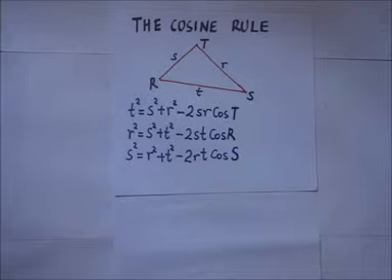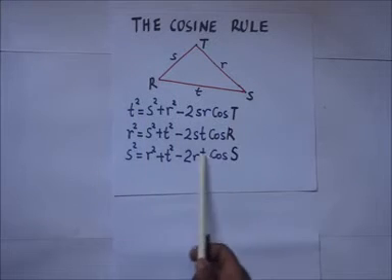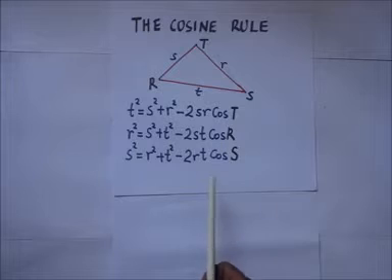The cosine rule. Just like the sine rule, the cosine rule is also used to find missing sides and angles in a triangle that is not right angled. Now we'll follow through each one of them. All you have to do is just follow my lead.